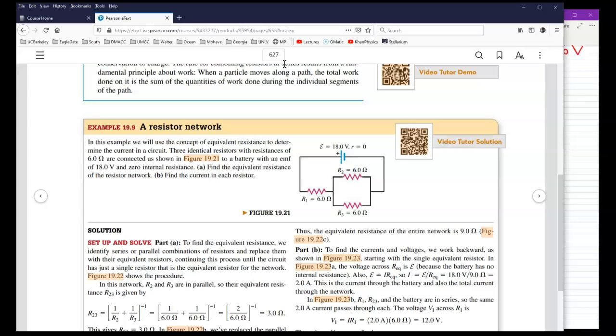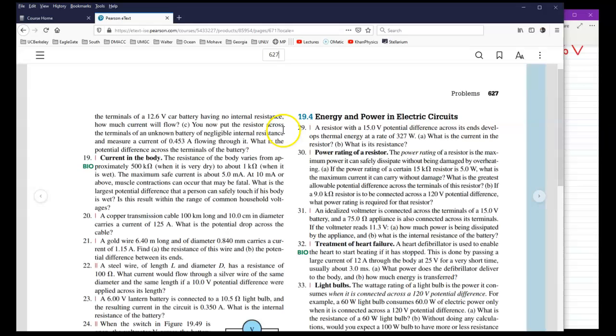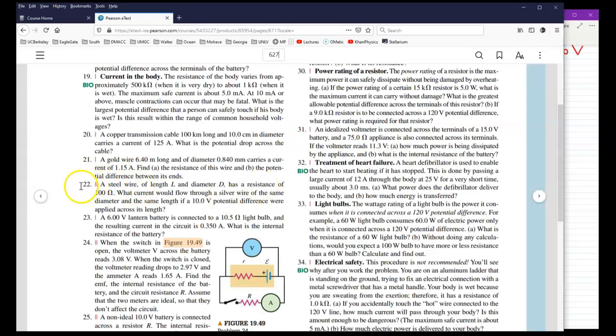Page 627, excuse me. Number 22 right here. It says a steel wire. Oh, I remember this one. Yeah, it is kind of tough. A steel wire of length L and diameter D has a resistance of 100 ohm. What current would flow through a silver wire of the same diameter and the same length if a 10 volt potential difference were applied across its length? Kind of a tricky problem. Okay? Let's talk about it.